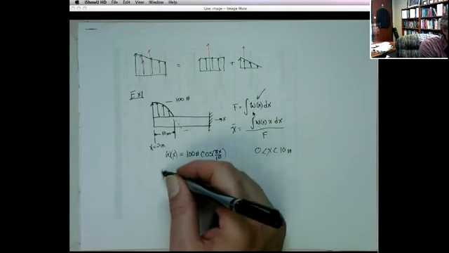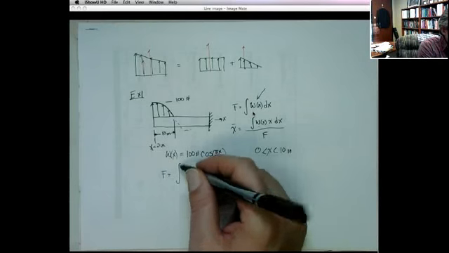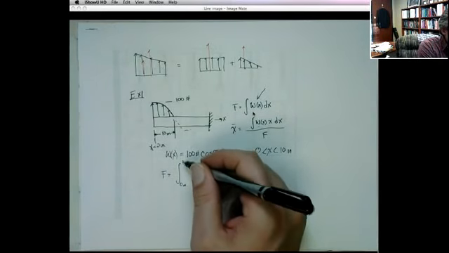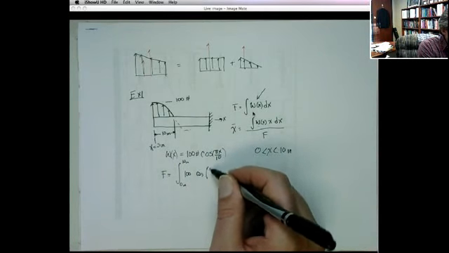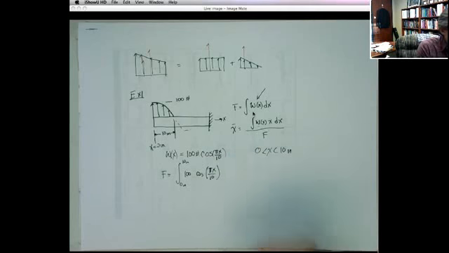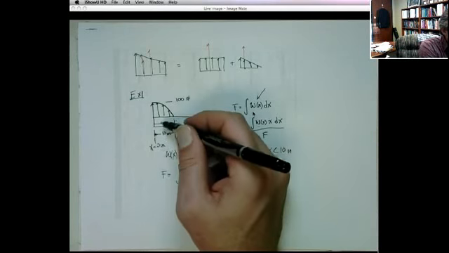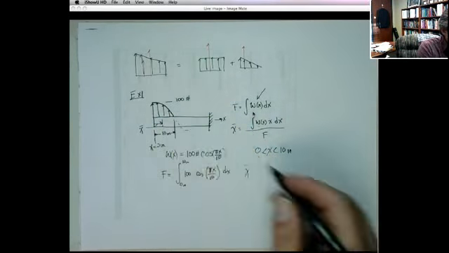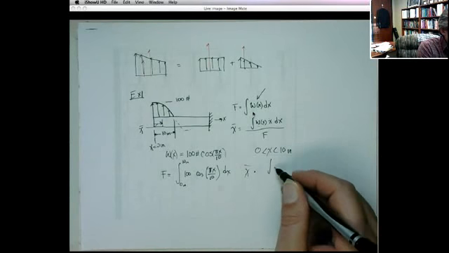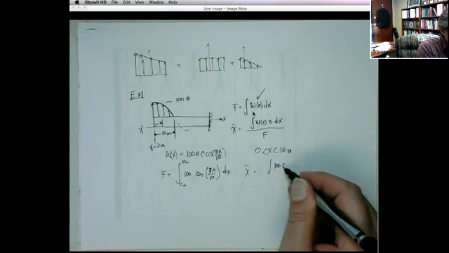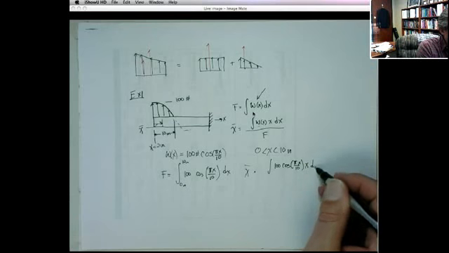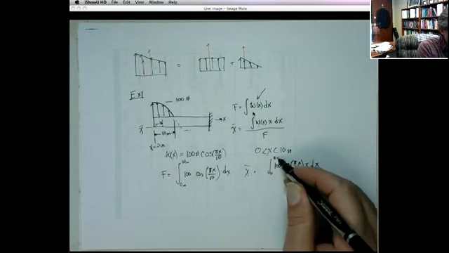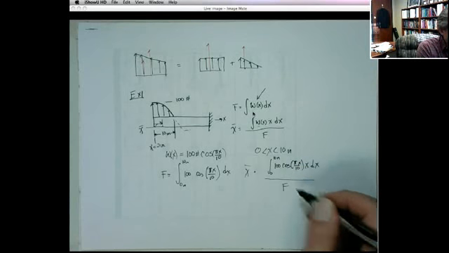Now, to get the force, we have to integrate from 0 inches to 10 inches this 100 cosine of pi x over 10 dx. And to get the location from this point, x bar, it's going to be the integral of 100 cosine of pi x over 10 times x dx, from 0 to 10 inches, divided by F, which we find in the first integral as well.